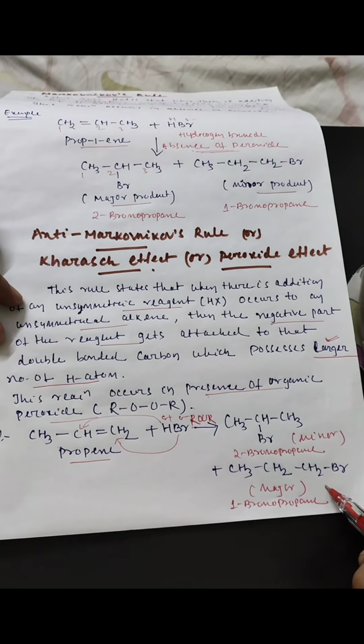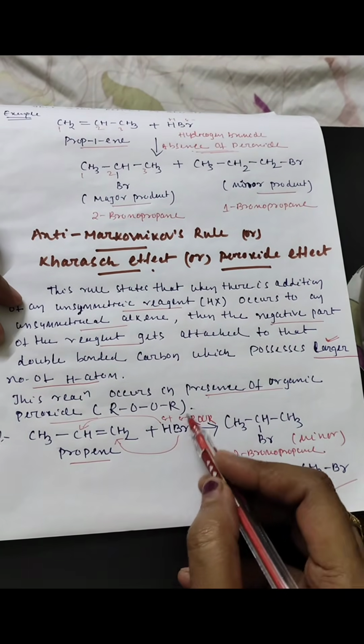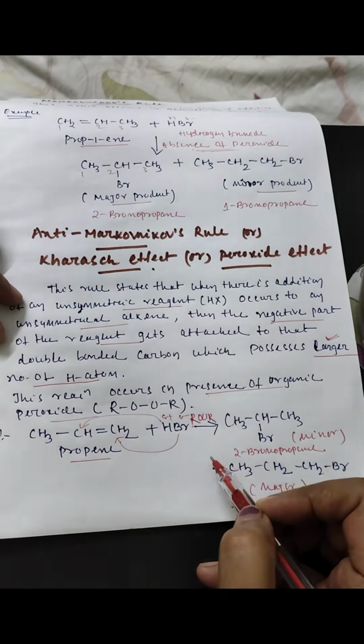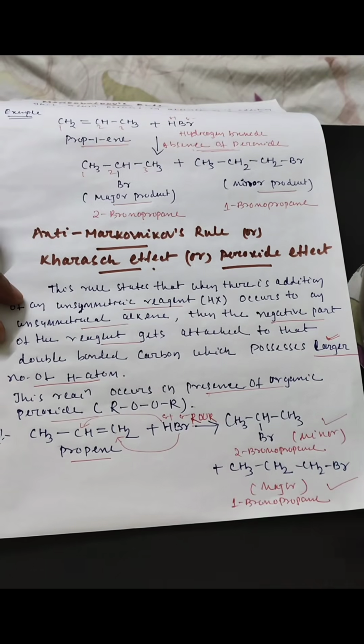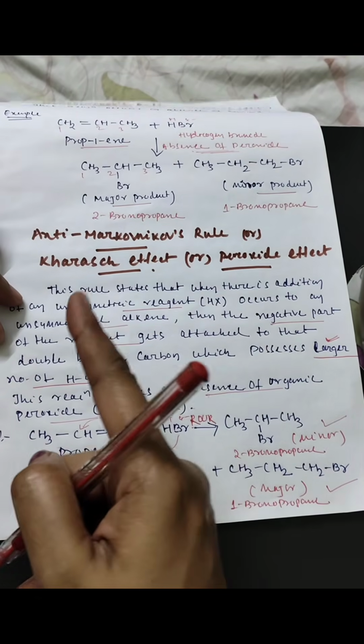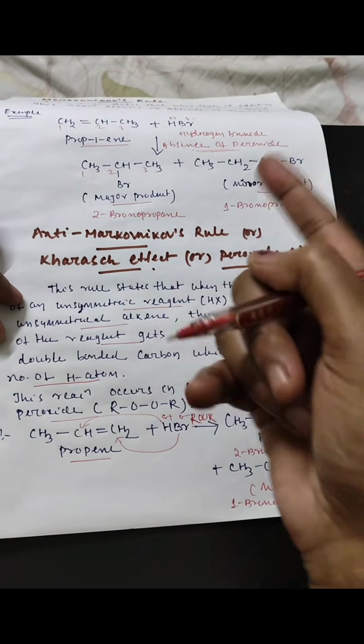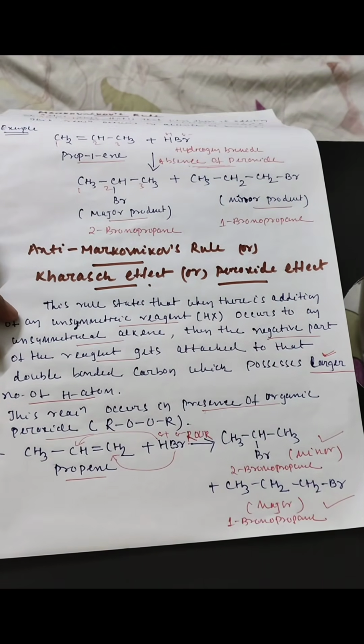That is, 1-bromopropane is the major product in anti-Markovnikov's rule, and this reaction occurs in the presence of organic peroxide ROOR, and here also a mixture of products is formed. The minor product is 2-bromopropane. What is major in Markovnikov's rule is minor in anti-Markovnikov's, and what is minor there is major here. Okay, thank you.